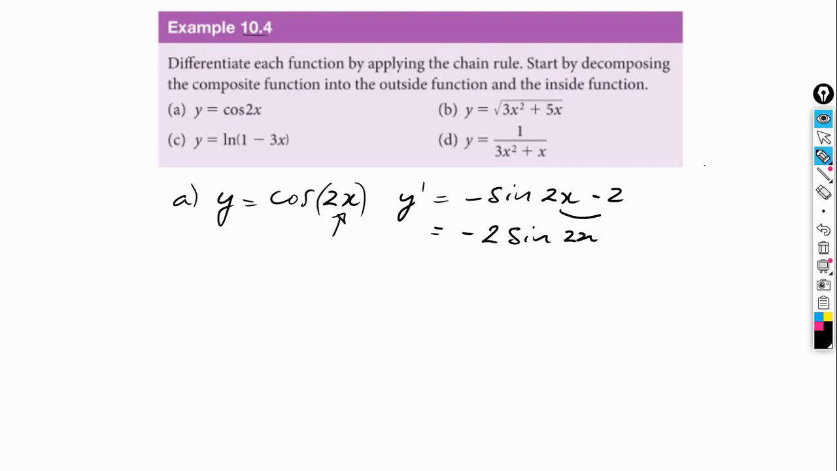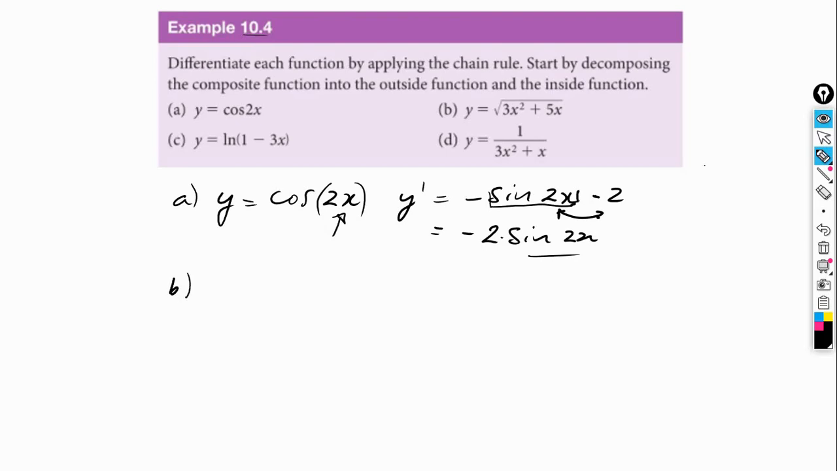Notice that you cannot multiply the 2 into the 2x inside the sine. A lot of people make that mistake, but this is part of the sine function, so it's separated from that 2 multiplying the sine. You have to do the sine function first before multiplying by 2. Let's look at letter B.